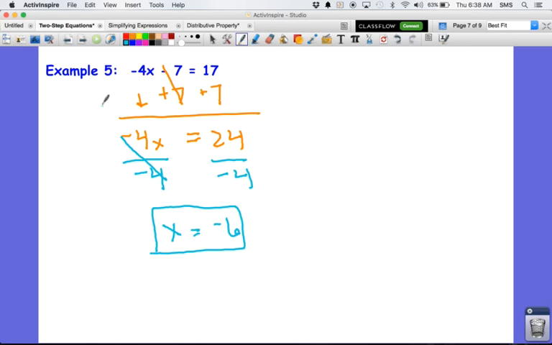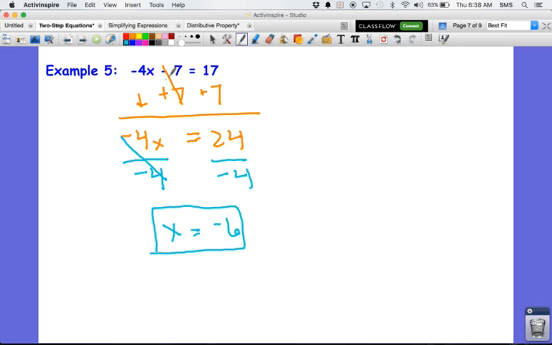Whenever solving two-step equations, we always want to get rid of our addition and subtraction first, the constants, before we worry about the multiplication and division part. And our ultimate goal when solving equations is to get the variable by itself. That's called isolating the variable. In order to do that, we do the opposite operations.